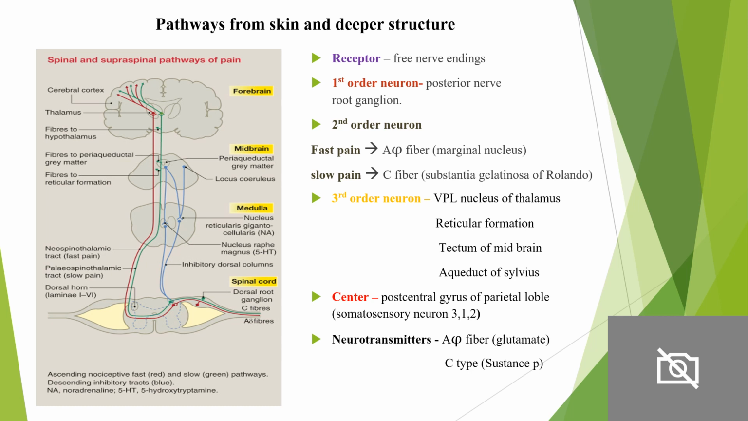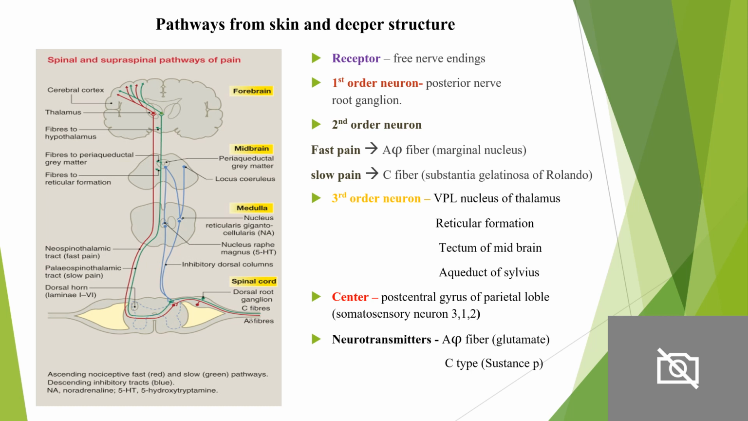We already studied in the spinal cord, we have the posterior gray horn and the anterior gray horn. In the posterior gray horn, we studied four nuclei. In that, the marginal nucleus is synapsed by the A delta fiber, the fast fiber, and the substantia gelatinosa of Rolando is synapsed by the slow fiber, that is the C fiber.